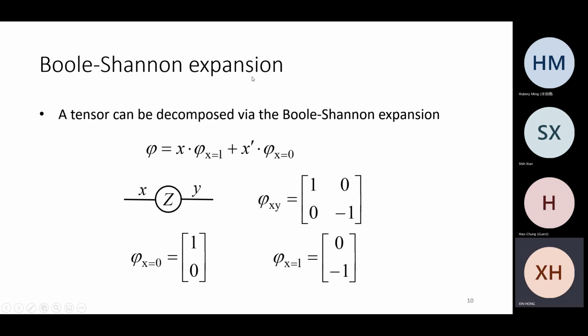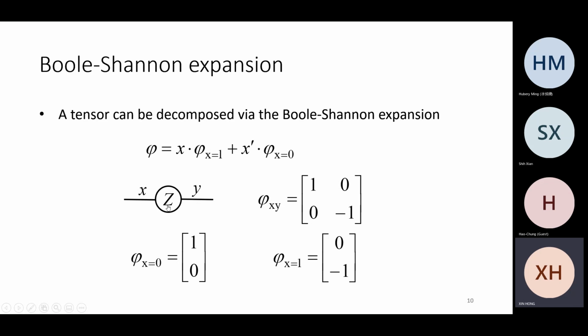Okay, I will introduce the Boole-Shannon expansion of a tensor. For a tensor that depends on a lot of indices, you can take an index out, and then it can be divided into two parts. It can be written as x times phi x equals 1 plus x prime times phi x equals 0. Here we think that this index x takes value 0 and 1. So if x takes 1, then x prime takes 0, and if x takes 0, then x prime takes 1.